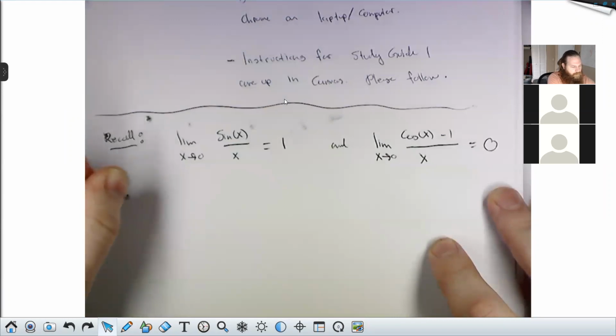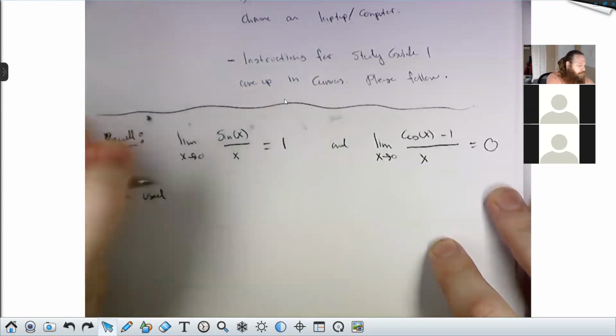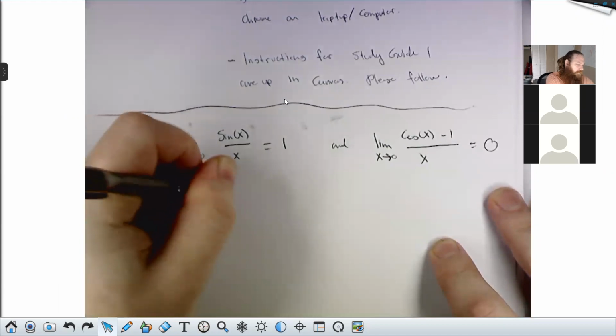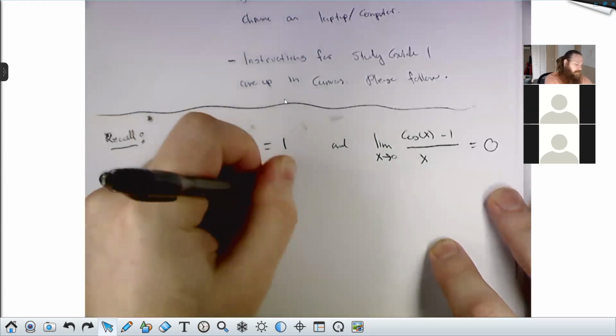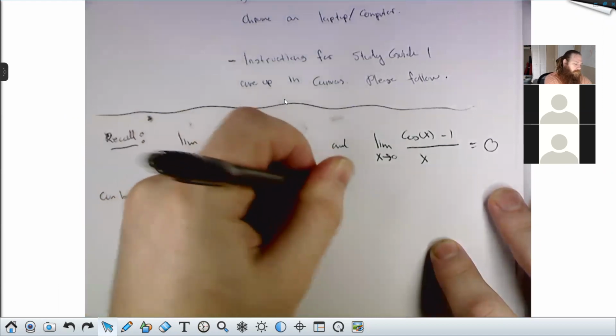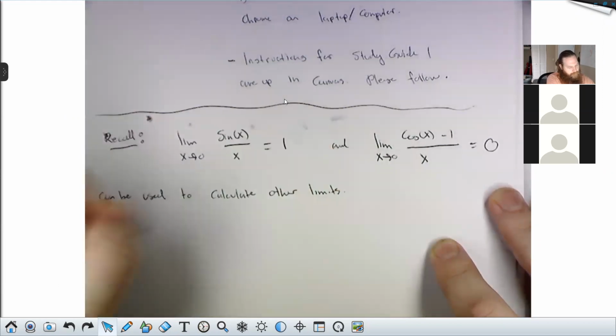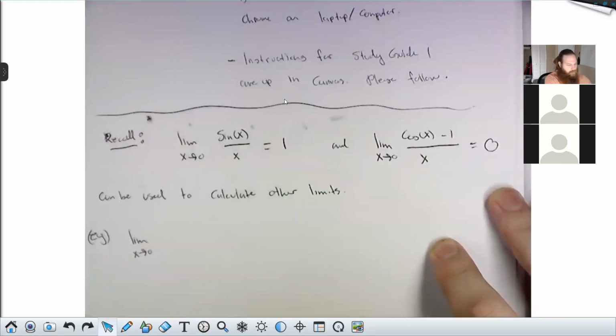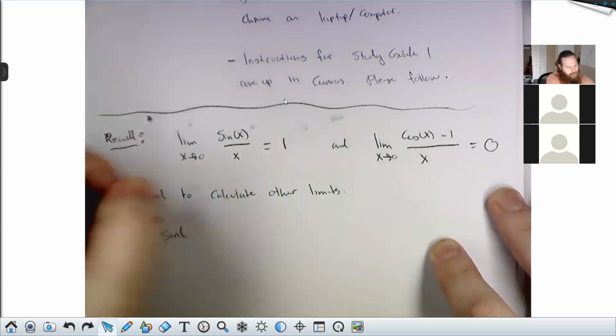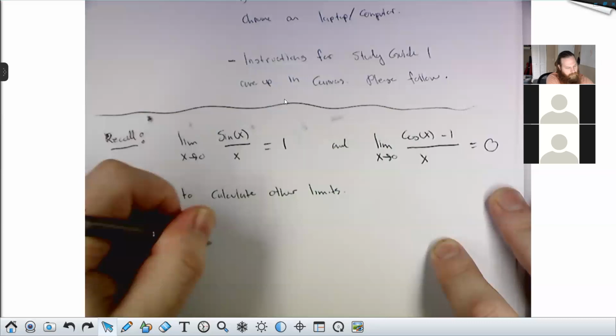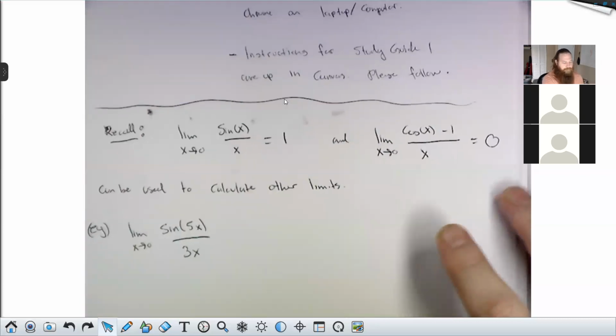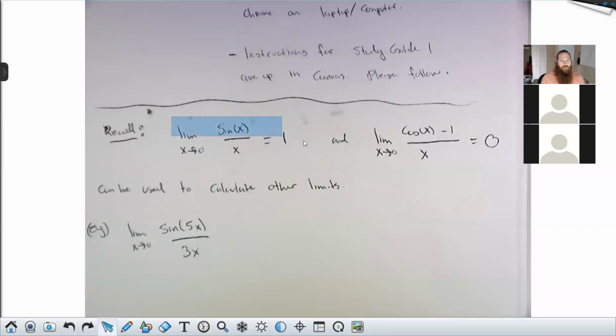These can be used to calculate other limits. For example, the limit as x goes to 0 of sine 5x over 3x. So this is kind of similar to the sine x over x limit, right? Only instead of an x inside here, I have a 5x. And instead of an x downstairs here, I have a 3x.